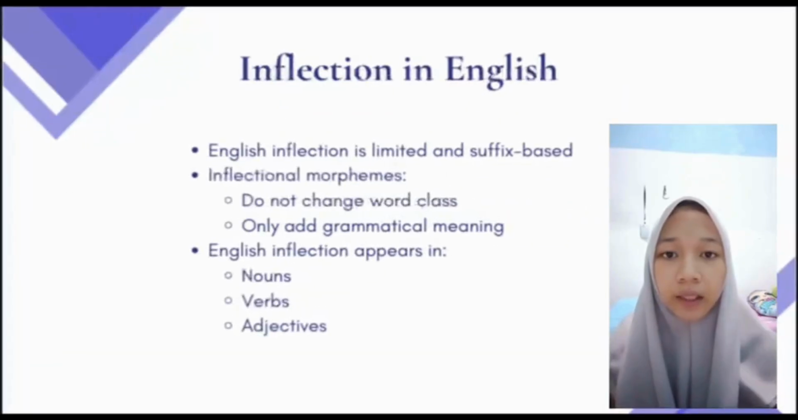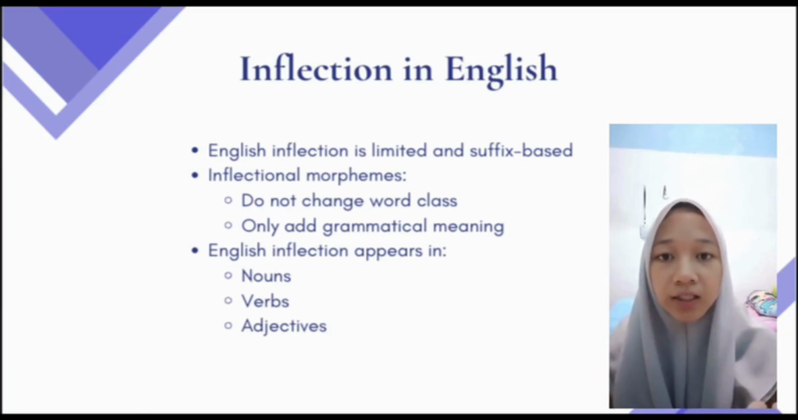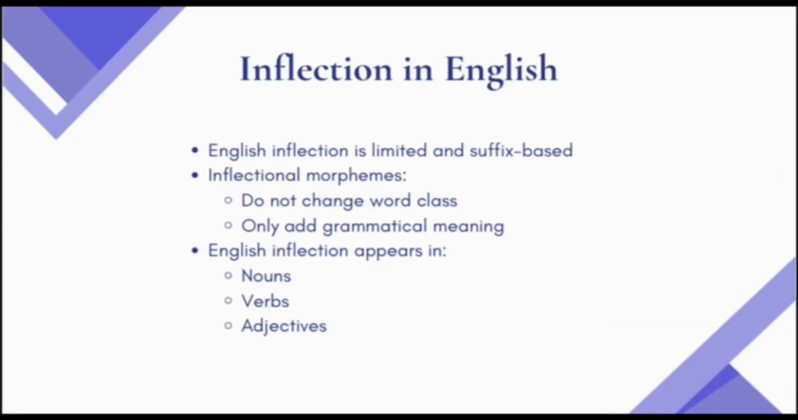Okay, in this slide, I will explain inflection in English. English has a relatively simple inflectional system. Most inflection in English is shown through suffixes, not prefixes. These inflectional morphemes do not change the word class, but they only add grammatical meanings such as tense, number, or degree. And also, the English inflectional appears at nouns, verbs, and adjectives.